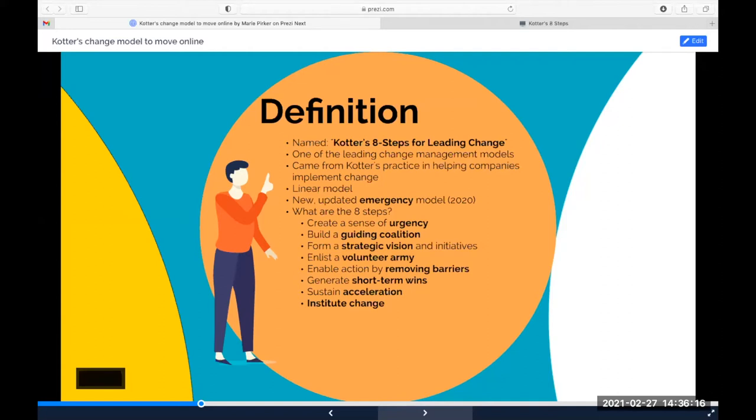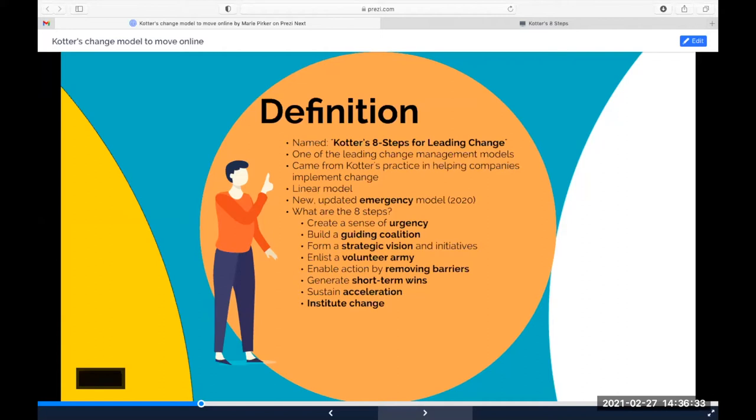So when we talk about those 8 steps, what are they? Each step has a name. The first step is create a sense of urgency. The second step is build a guiding coalition. The third step is forming a strategic vision and initiatives.